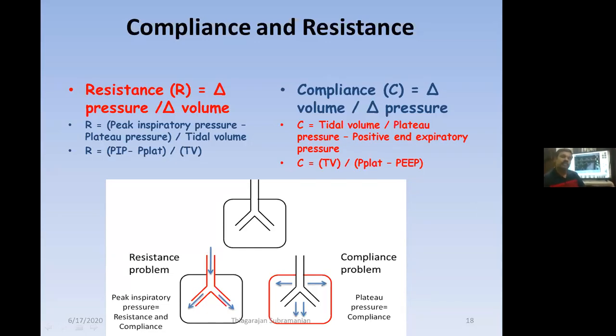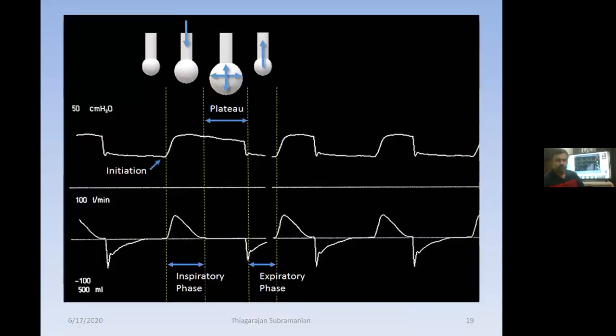With this we can find out the compliance and resistance of the lungs. How can we track it with the graph? Using the loop graph as well as scalar graphs. Here it is a kind of scalar graph. We can check the initiation of this particular breath. Look at this initiation point. When the breath is initiated, the inspiratory phase starts and it goes up, up, up, and then it stops and is maintained.